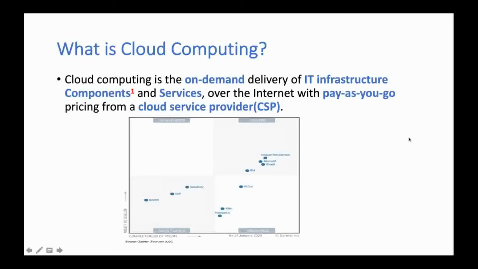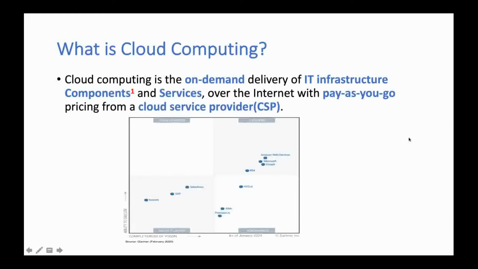Cloud computing is the on-demand delivery of IT infrastructure components and services over the internet with pay-as-you-go pricing from a cloud service provider. So that's the definition. Let's try to dissect this and see what this exactly means.